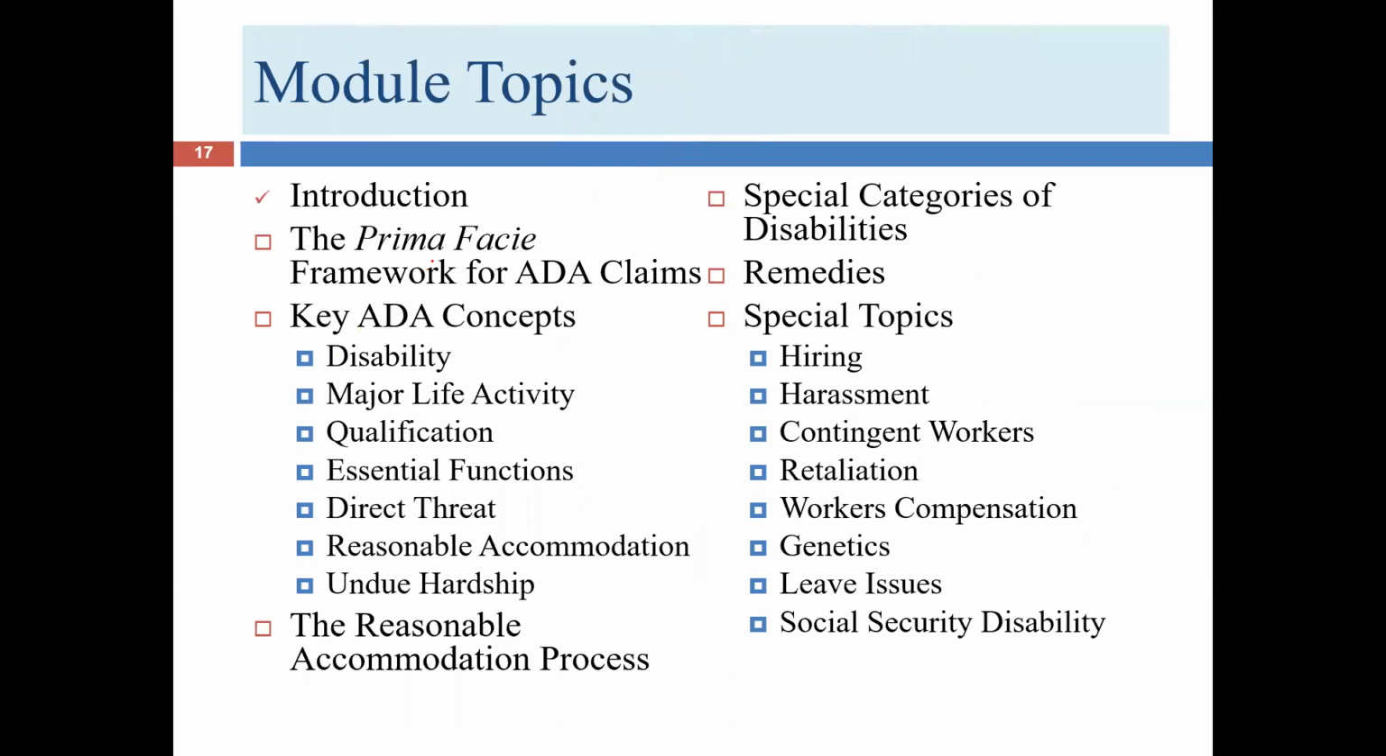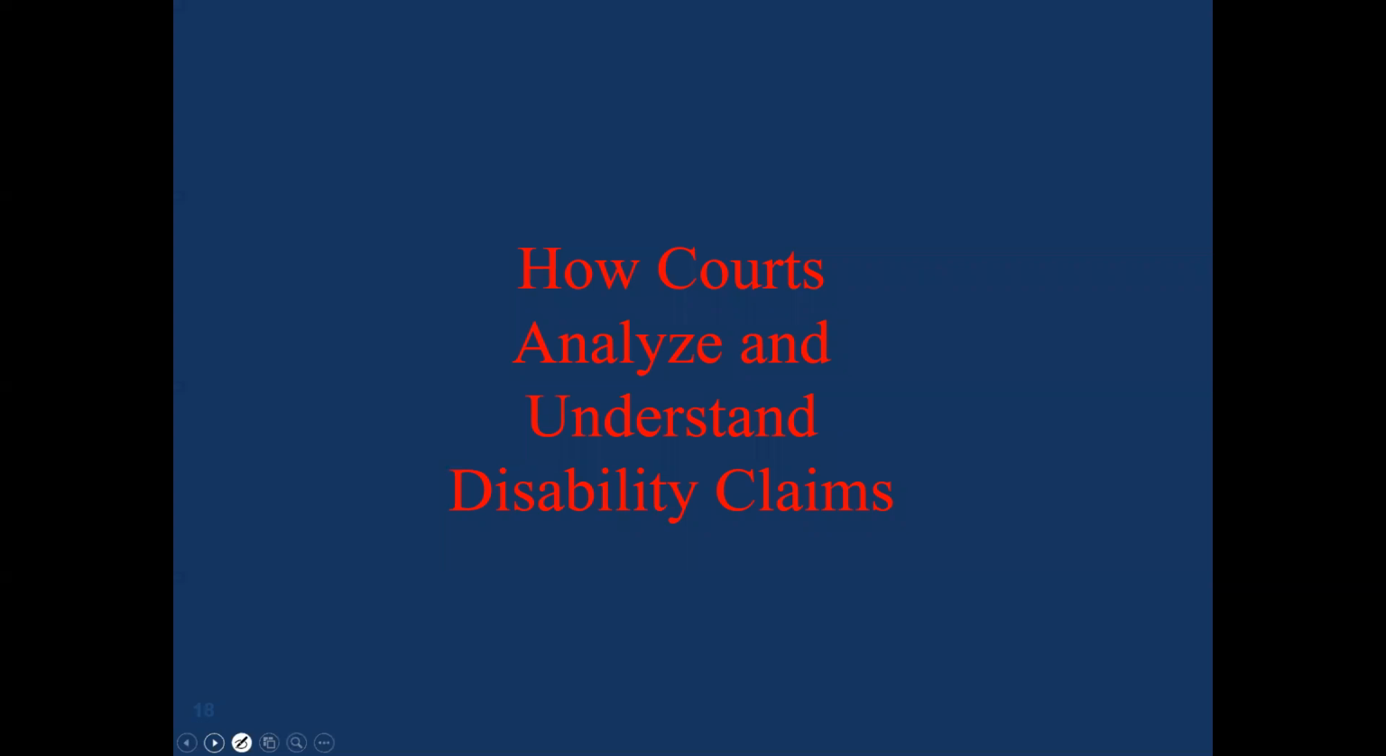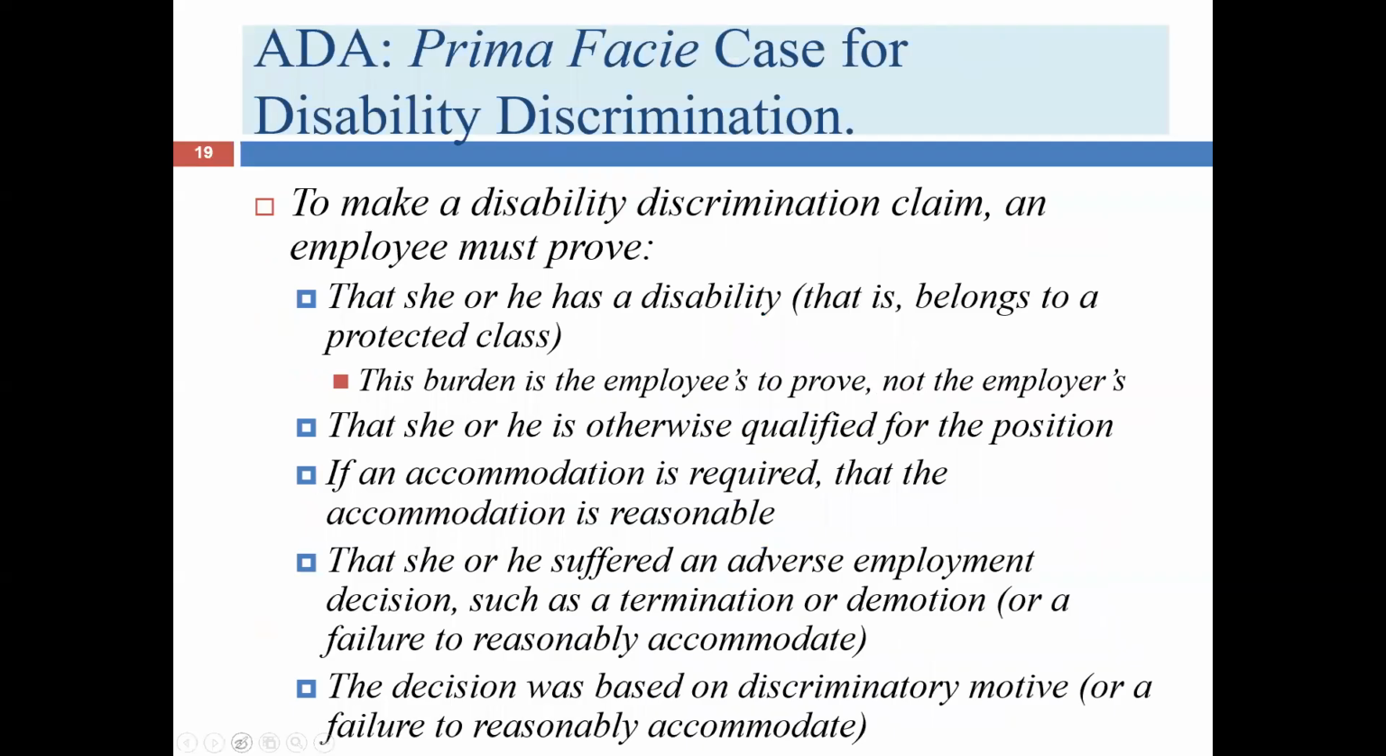So now we've covered our introduction to the Americans with Disabilities Act, and we're going to dive into the prima facie framework. We've seen this framework before, and it's very similar to what we'll be seeing in the Americans with Disabilities Act. So the first thing that we need is we need the person to be in a protected class. Again, this is what we saw in Title VII. You had to be a member of a protected class in order to be protected. You had to prove that for the prima facie case. Here, the employee has to prove that he or she has a disability.